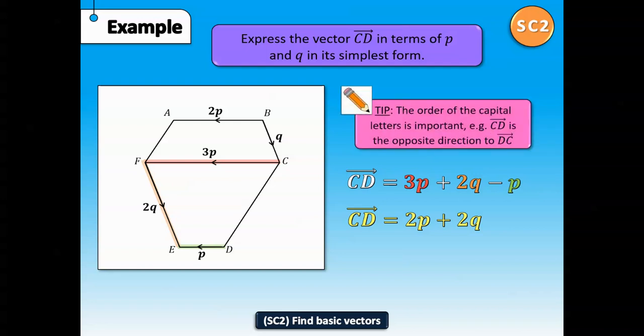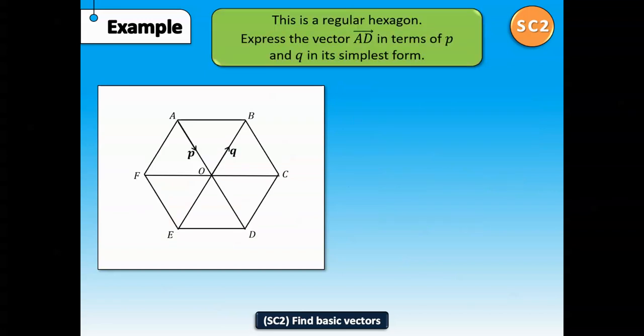So the order of the capital letters is important. So for instance, going from C to D is the opposite direction of going from D to C. So this question says this is a regular hexagon and we want to express the vector AD in terms of P and Q in its simplest form. So I want to find a way of travelling from A to D.